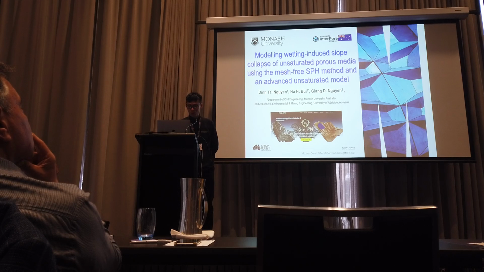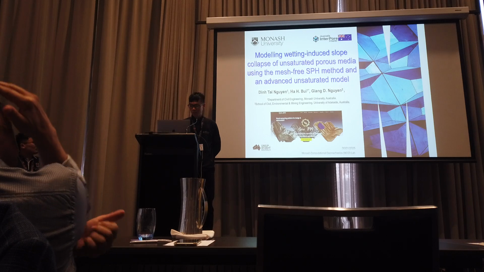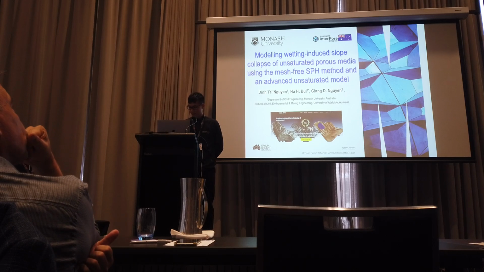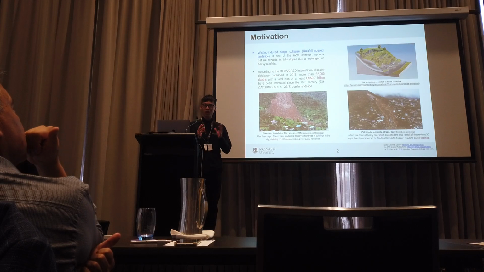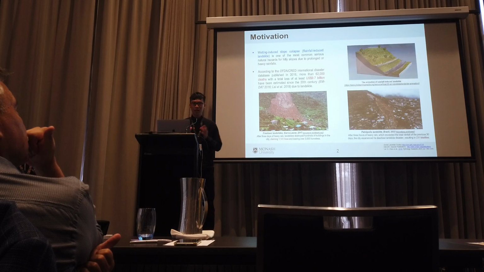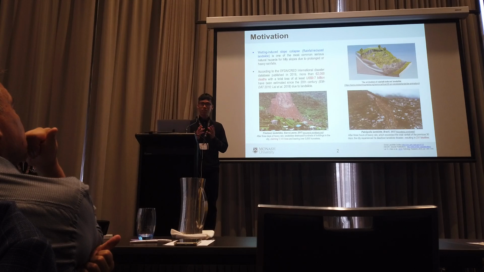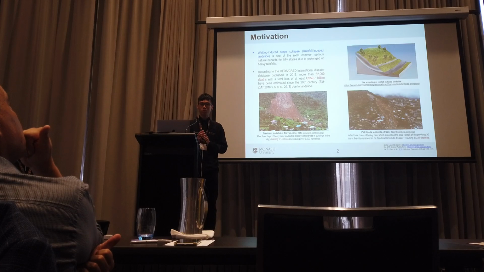And this is my topic, modeling wetting-induced slope collapse of unsaturated porous media. As you may know, wetting-induced slope collapse or rainfall-induced landslide is one of the most common serious natural hazards for hilly slope due to prolonged or heavy rainfalls. It may suddenly occur with high sliding speed, posing threats to human life and properties.